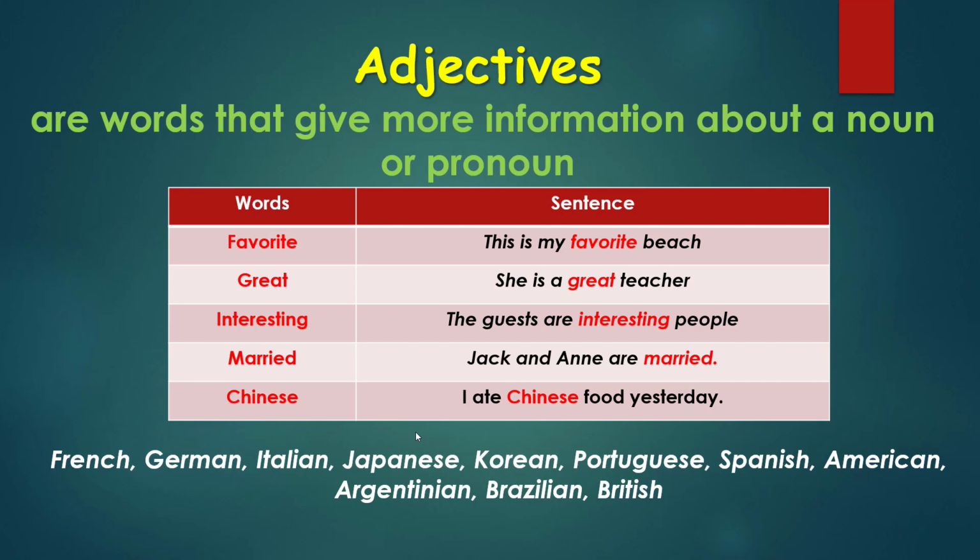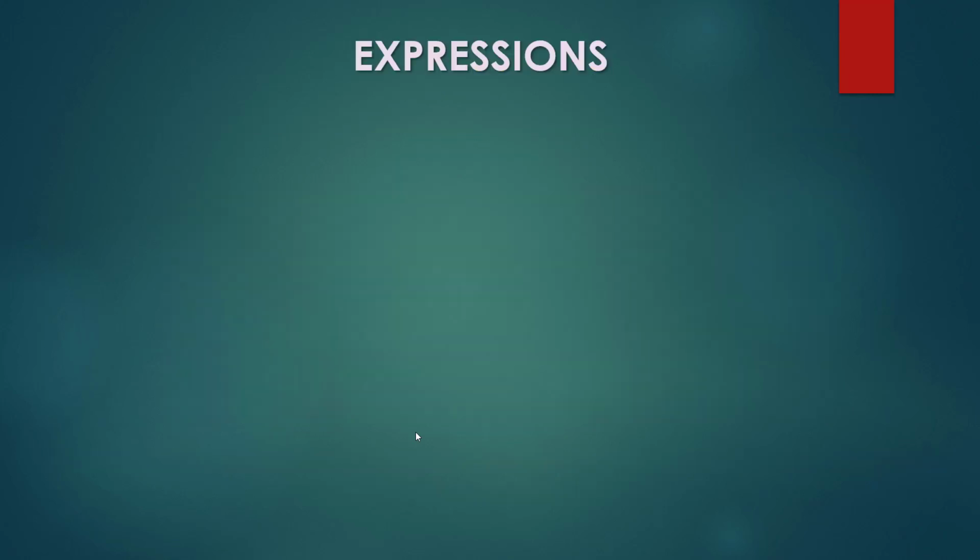She is a great teacher. The guests are interesting people. Jack and Ann are married. I ate Chinese food yesterday. Some of the other examples of adjectives are French, German, Italian, Japanese, Korean, Portuguese, Spanish, American, Argentinian, Brazilian, British.